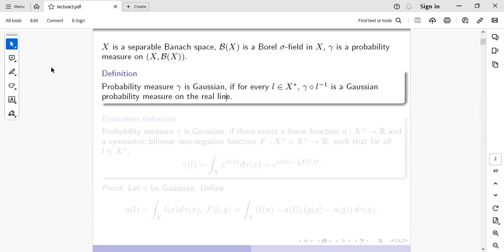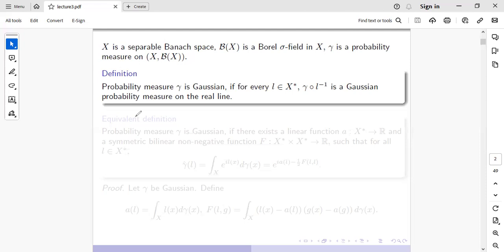B(X) is the Borel sigma field in X, and we will consider probability measures on the Borel sigma field of X. The definition we give is just copy-pasted from the finite dimensional case. The probability measure gamma will be called Gaussian if all linear continuous functionals on X are distributed as Gaussian random variables with respect to the measure gamma. In other words, for every linear continuous functional L on X, the image of measure gamma under this functional is a Gaussian probability measure on the real line.